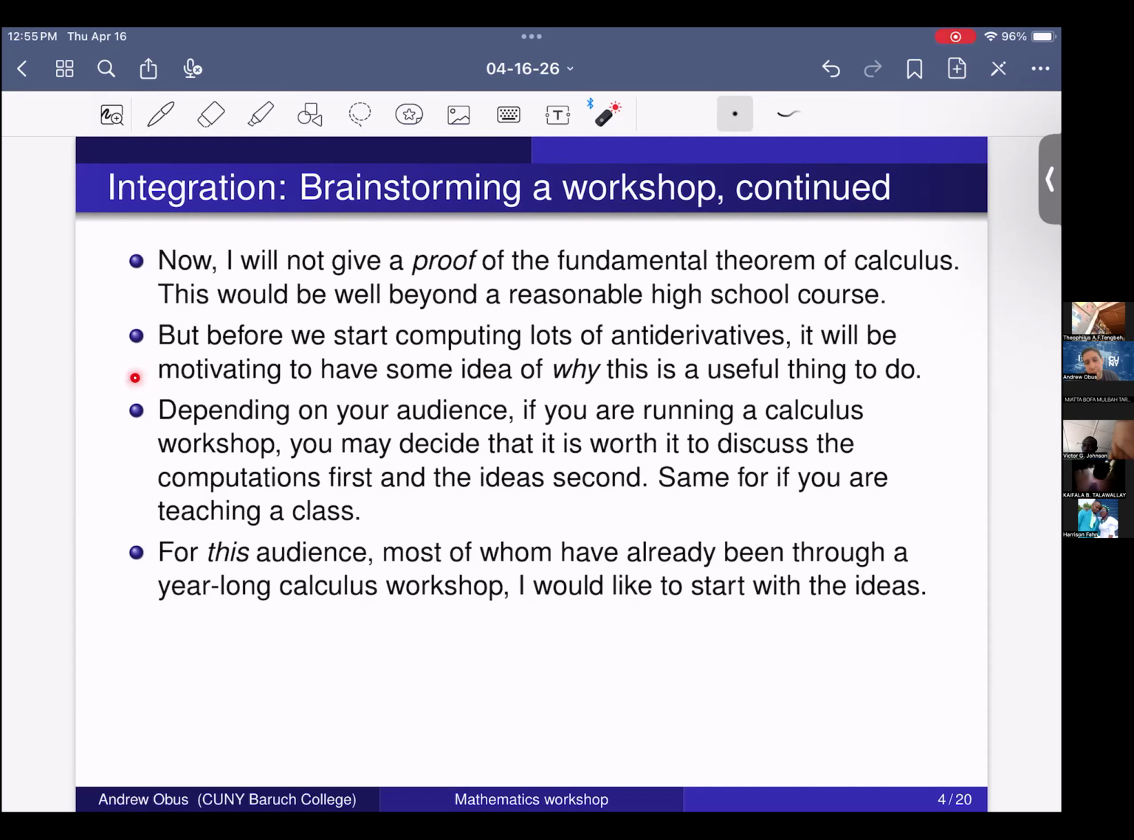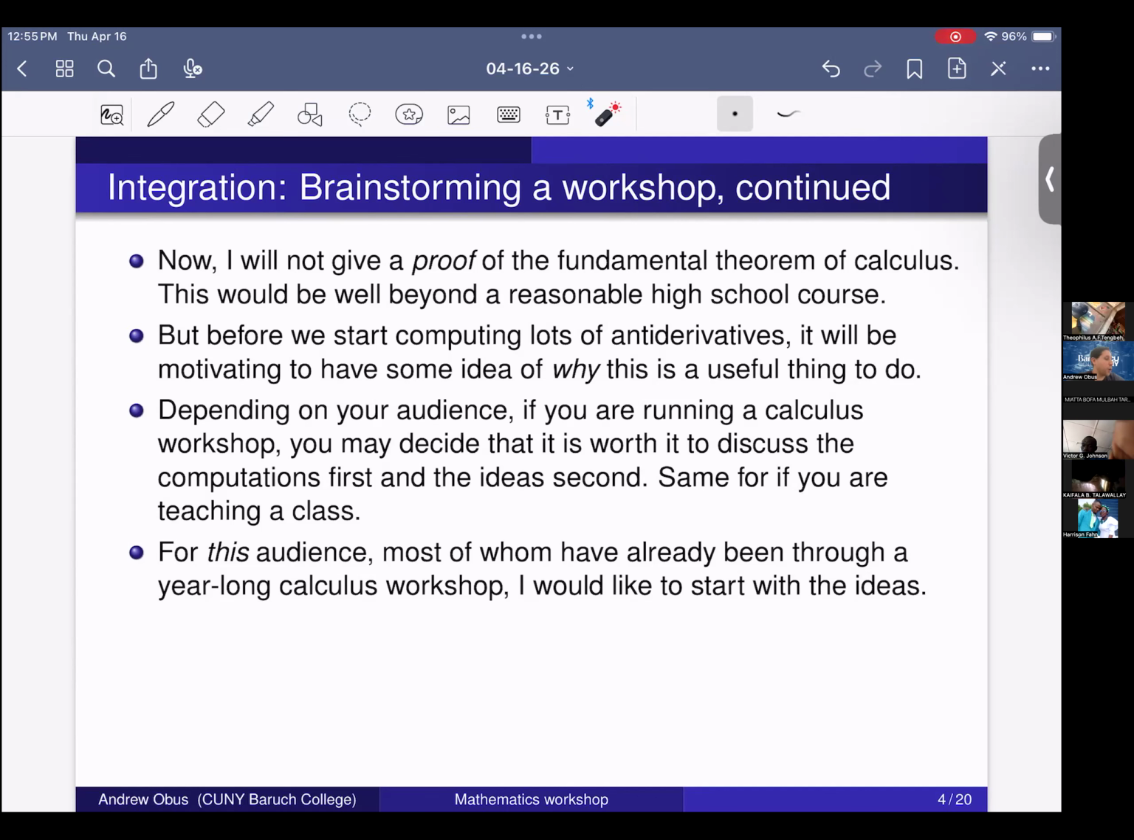Okay. And so if in the future you find yourself running a calculus workshop for your local teachers who are teaching this material, you may decide that it's worth it to discuss the computations first and the ideas second. And maybe also if you're teaching a class, it makes sense to warm people up with the computations. They're less confusing. Students know how to do them. And then maybe afterward you can tell them why you're doing these computations, what the ideas are behind them.